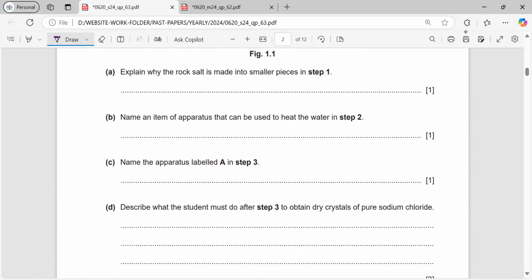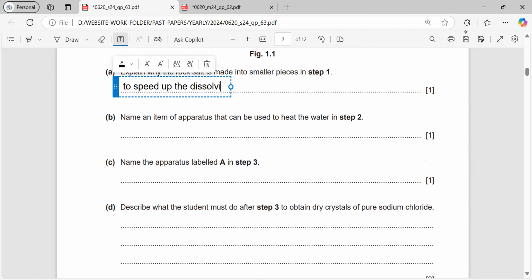Explain why the rock salt is made into smaller pieces. So rock salt is made into smaller pieces to speed up dissolving. Because here we're not doing a reaction, we are dissolving it in water. So to speed up the dissolving, we are breaking it down into smaller pieces.